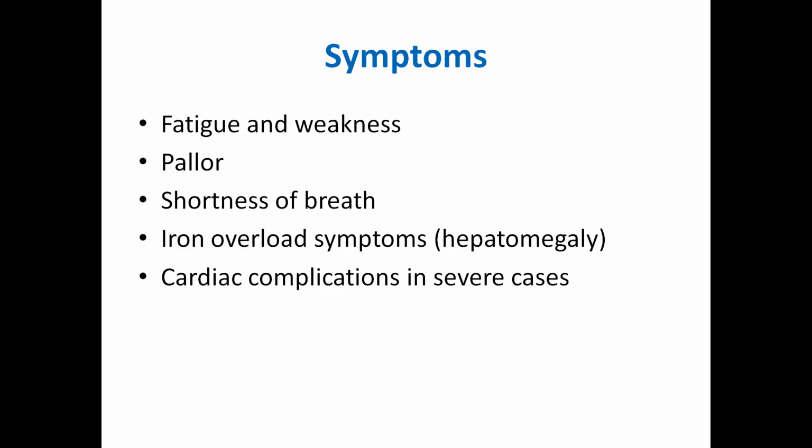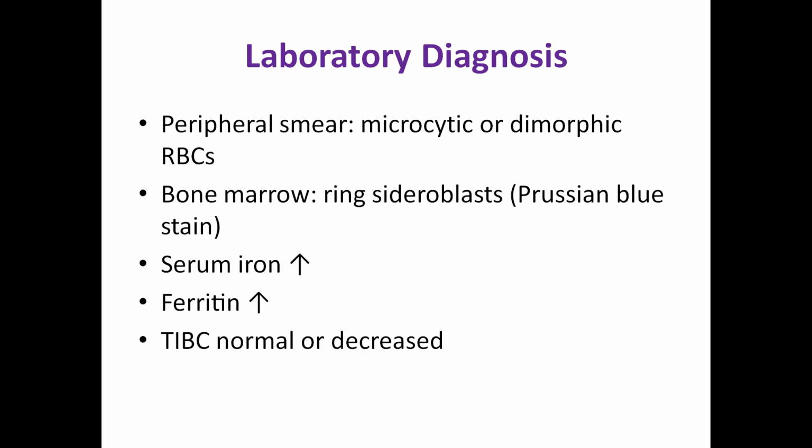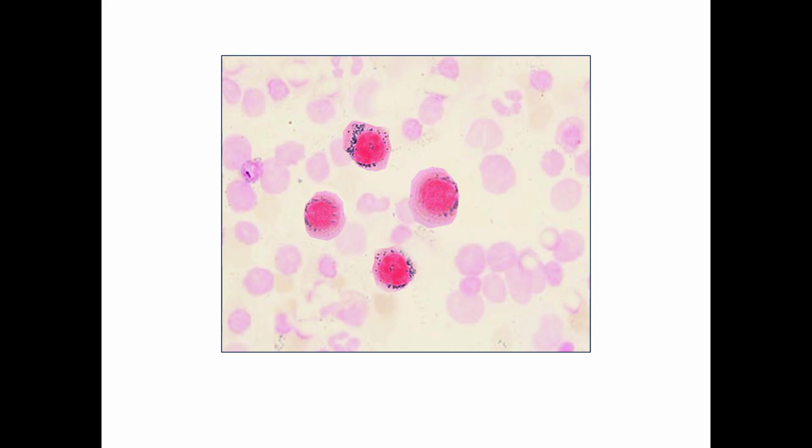Laboratory diagnosis, how can we diagnose sideroblastic anemia? On peripheral blood smear, the RBCs are microcytic and dimorphic in shape. In the bone marrow, ring sideroblasts are seen if we stain with Prussian blue stain. Serum iron level increases, ferritin level increases, total iron binding capacity is normal or may decrease. Here you can see the ring sideroblast around the nucleus, where excess iron accumulated in the mitochondria around the nucleus forms the ring-like structure.